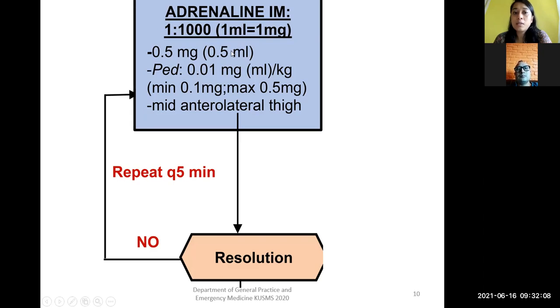In adults it's 0.5 ml IM. Where do we give it? We give it in the mid anterolateral thigh, because studies have proven that the absorption from this area is more rapid than from other areas.